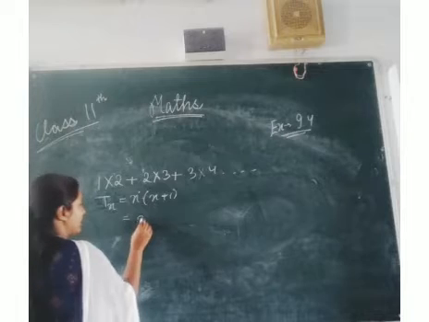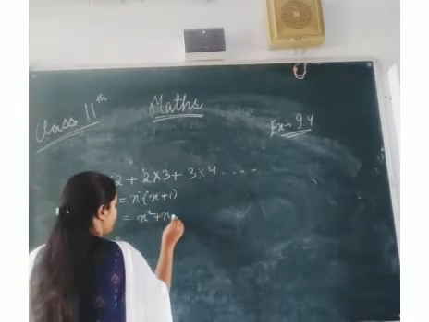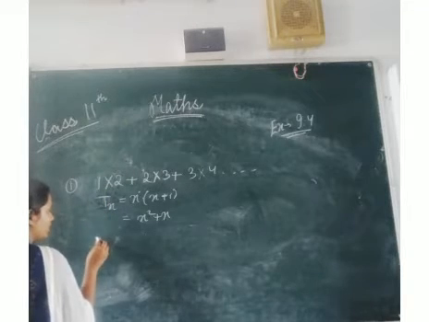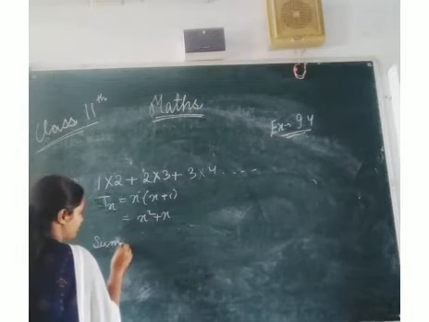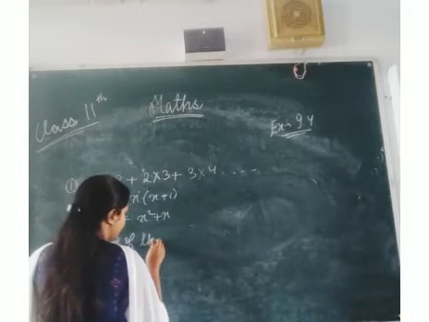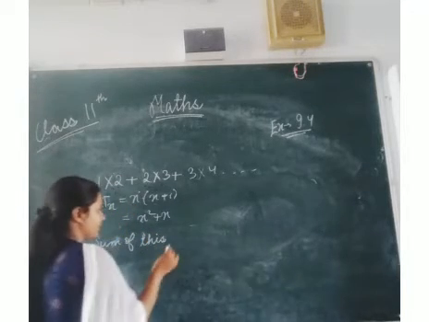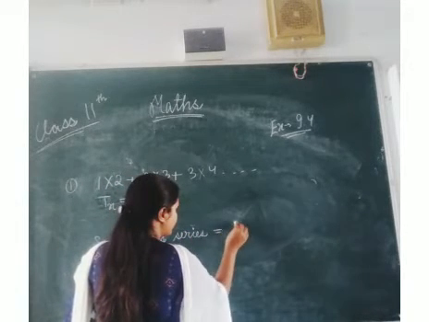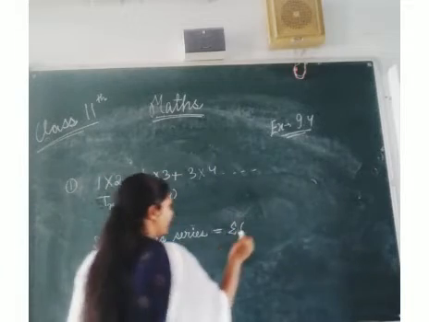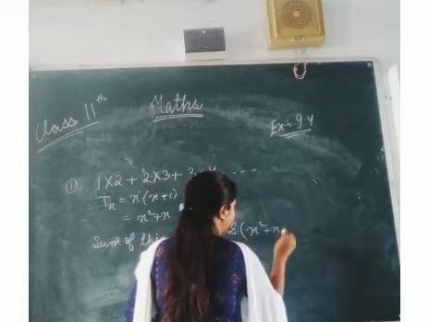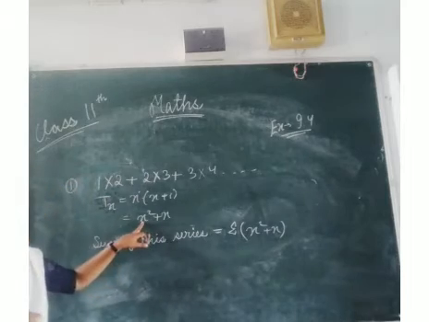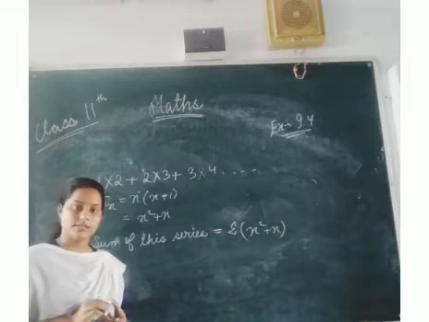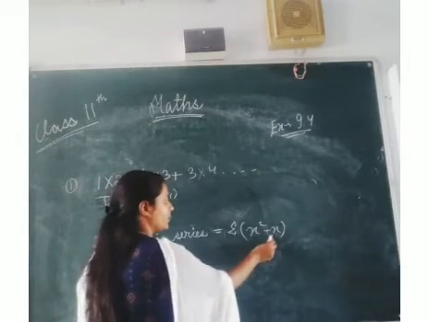This can be written as n square plus n. Now we have to find the sum of the series. So sum of this series equals summation n square plus n. Once we find the nth term, we are going to apply summation on that, and that will give us the sum of the series. So summation n square plus n.